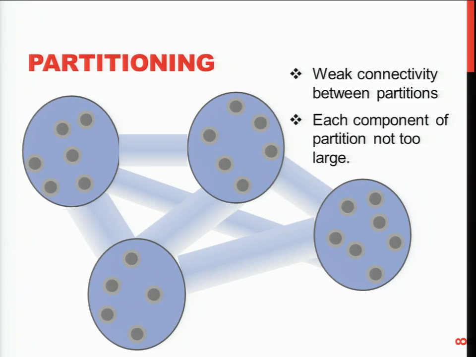Generally you have the multi-way partitioning problem. So here, say this is the 4-way partitioning problem, you want to cut the graph into 4 pieces so that the connectivity between the parts is small, and each component of the partition is not too large. Equivalently, no component is too small.